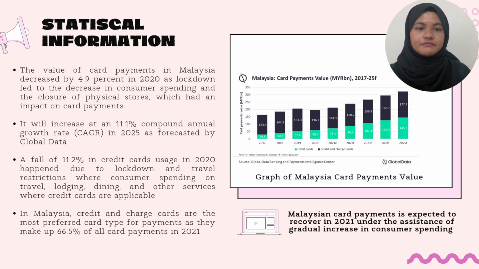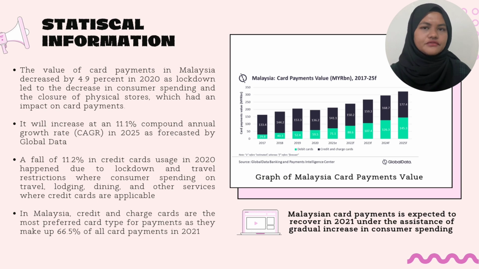This graph is the graph of Malaysia card payment value forecasted by GlobalData until the year 2025. Malaysia card payments is expected to recover in 2021 with the assistance of a gradual increase in consumer spending. The value of card payments in Malaysia decreased by 4.9% in 2020 as lockdown led to the decrease in consumer spending and the closure of physical stores, which had an impact on card payments. It will increase at an 11.1% compound annual growth rate (CAGR) to 2025 as forecasted by GlobalData.